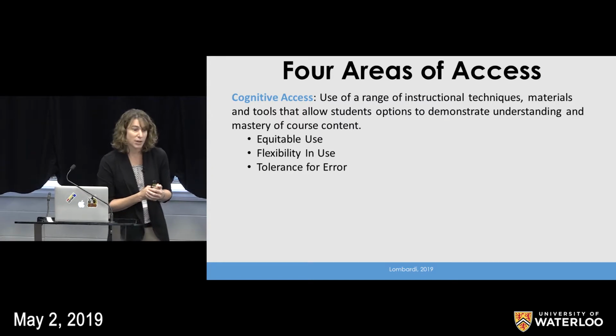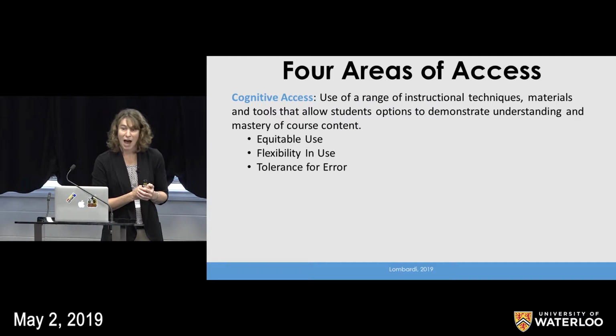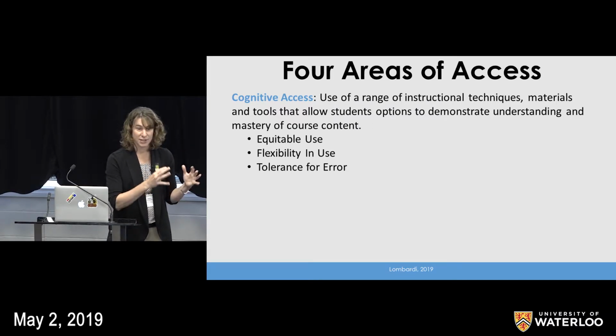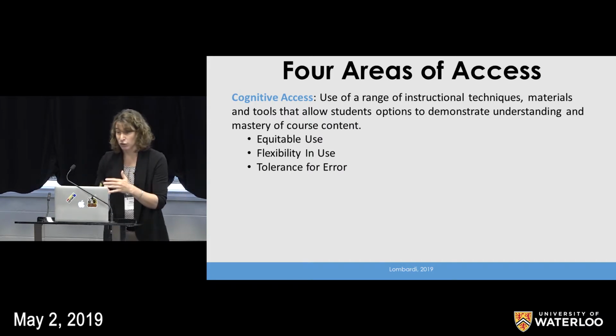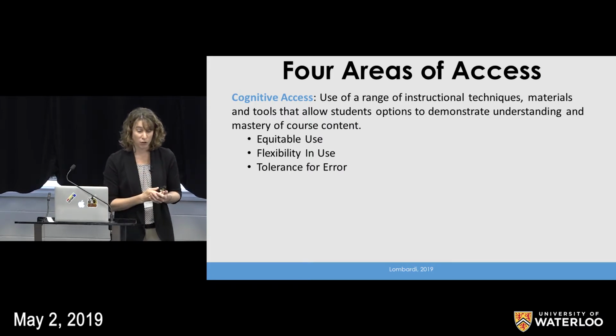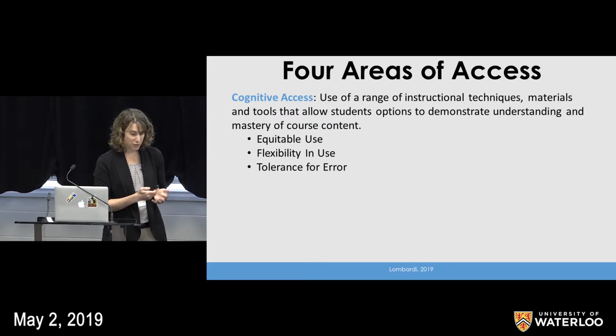And so many of you might already do that. You might do study guides, but thinking about how clear the study guide is and how similar the questions on the study guide might be to the actual exam is one thing you might also want to think about. So all of those are examples of cognitive access.